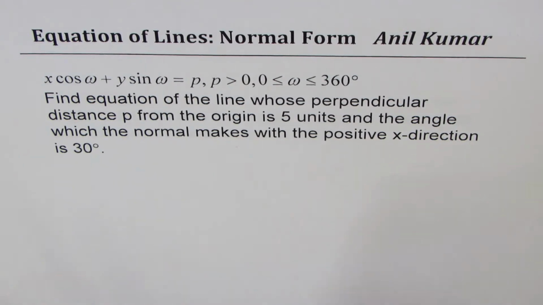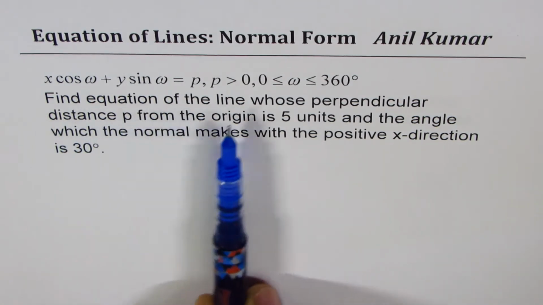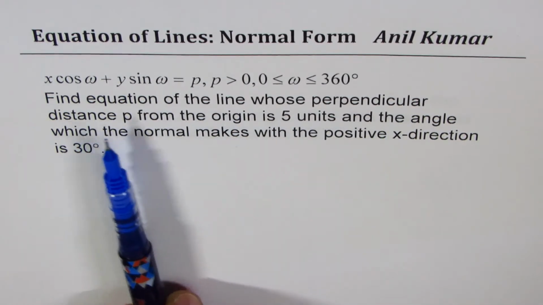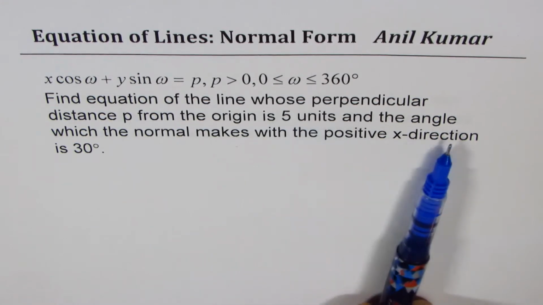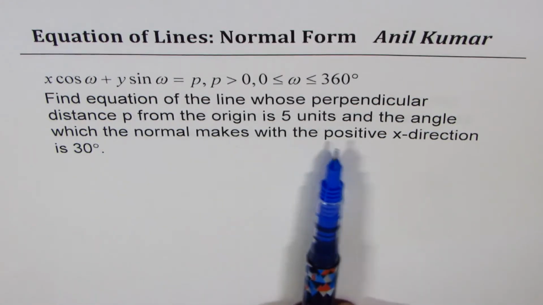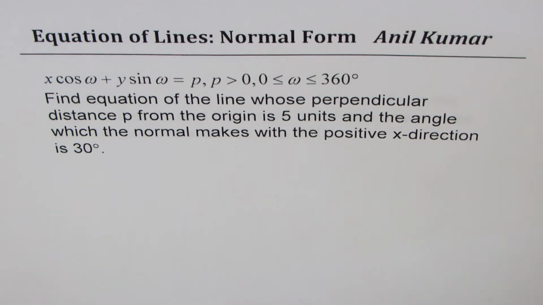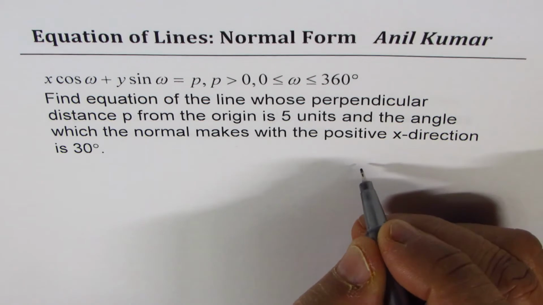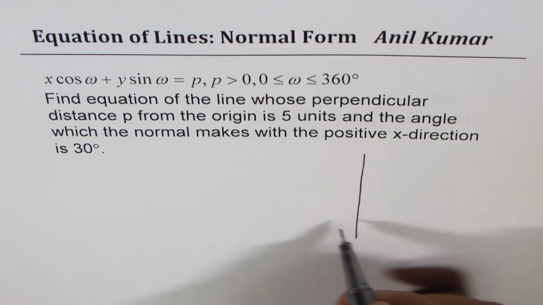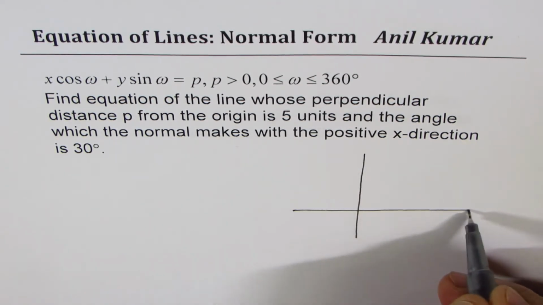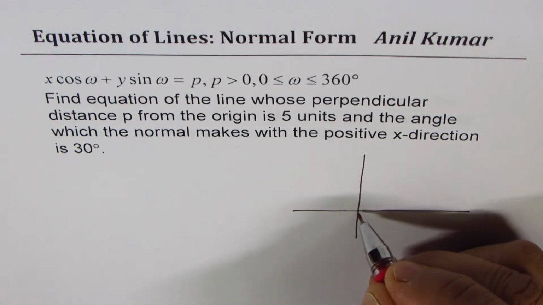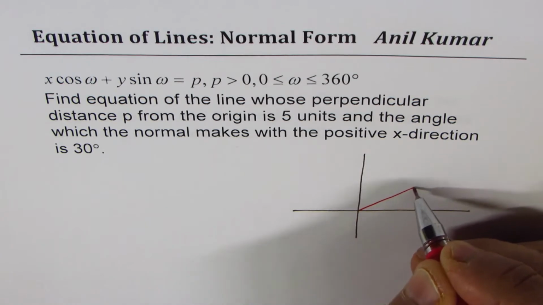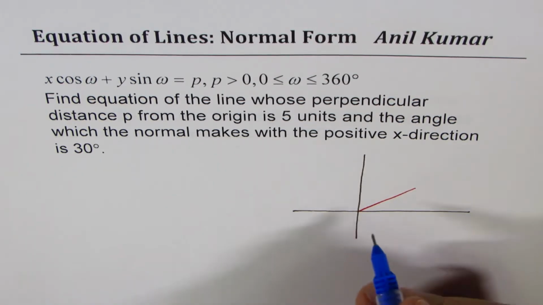Now the question here is, find the equation of a line whose perpendicular distance P from the origin is 5 units and the angle which the normal makes with the positive x direction is 30 degrees. So in this particular case, if I want to sketch the diagram, we are given that the normal makes an angle of 30 degrees. So let's make the normal first. It makes an angle of 30 degrees. So that is the normal.